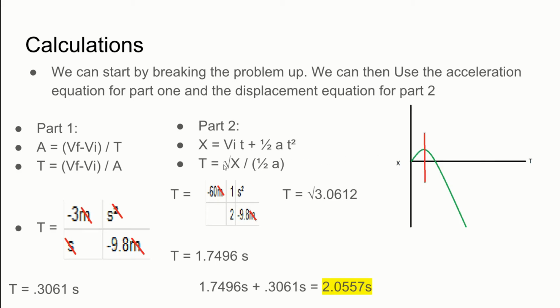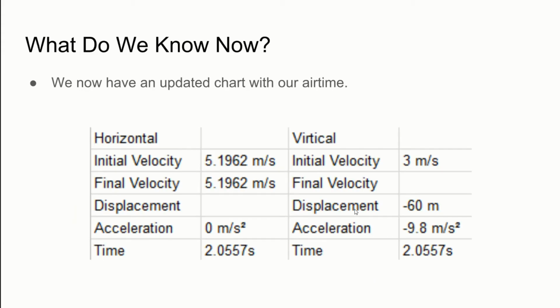with this edited equation, the square root of x divided by 1/2 a as the time. So again, we can set up our unit analysis. The square root of 3.0612 seconds squared is 1.7496 seconds for that half of the graph, and then we'd have to add the 0.3061 seconds from the previous half to get a total hang time in the air of 2.0557 seconds. So now we could fill some more stuff out in the chart we have.